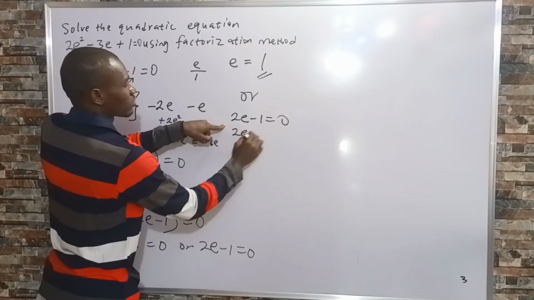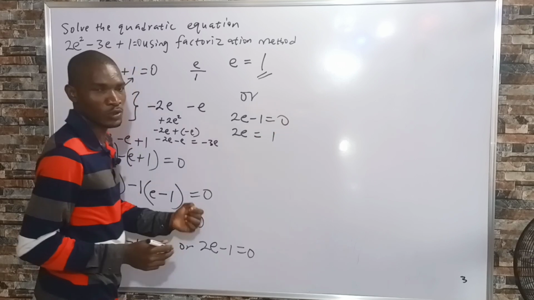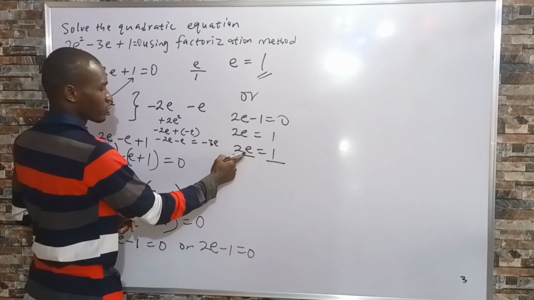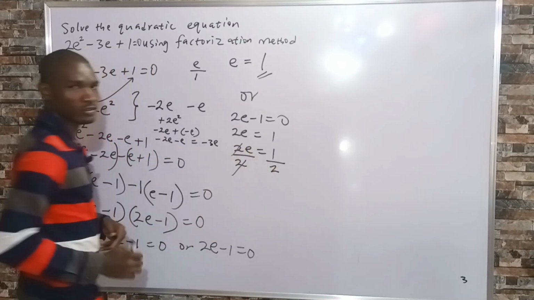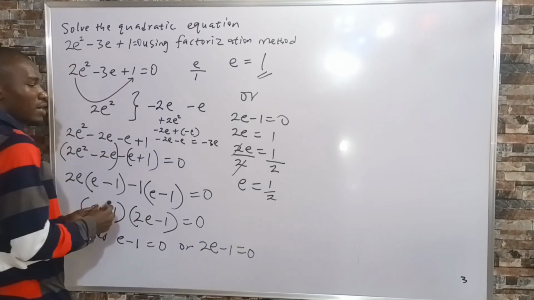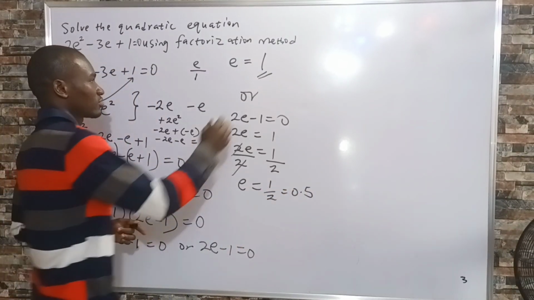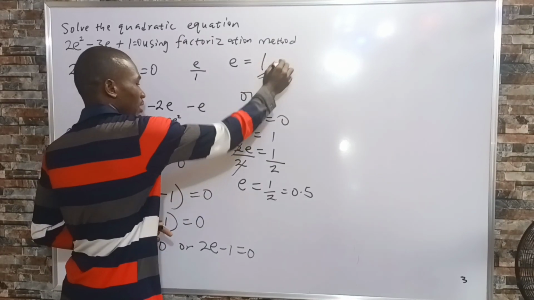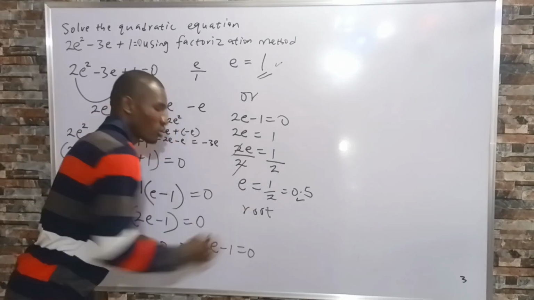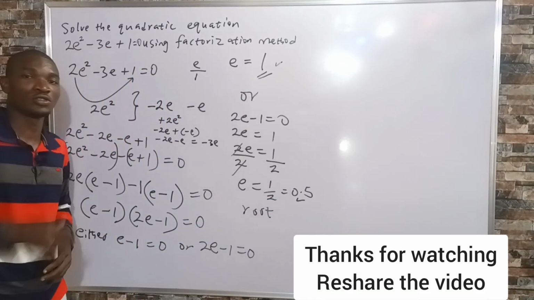Then making 2e the subject, I add 1 to both sides of the equation. Then if I divide both sides of the equation by the coefficient of e, which is 2, the 2 will cancel out and we are left with e. And e is equal to 1 over 2, which is half. And don't forget that half is the same thing as 0.5. So the answers, or the roots, of our equation are 1 and 0.5, or half. Don't forget that the roots of your quadratic equation are the answers you get after solving your quadratic equation. See you in my next video.